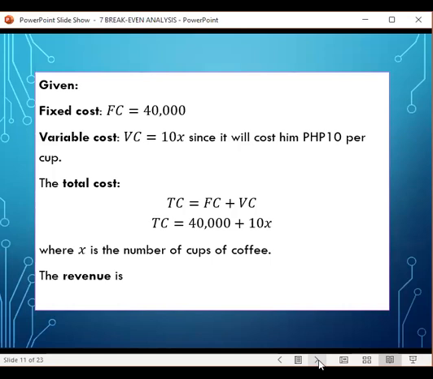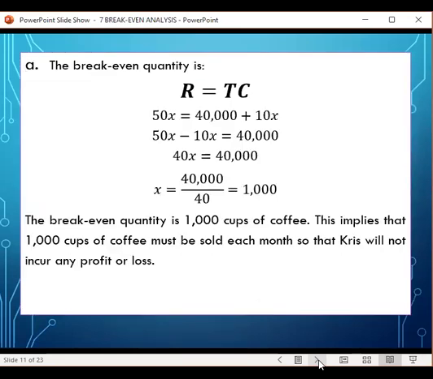Now, our revenue would be R is equal to PX. That is the price of the cup of coffee. So you'll have 50 pesos. That's your selling price multiplied by X. Again, to identify the break-even quantity, we need to equate the total cost and the revenue.